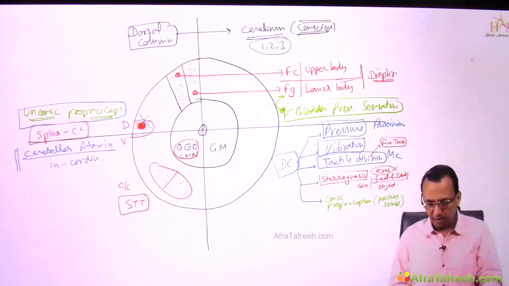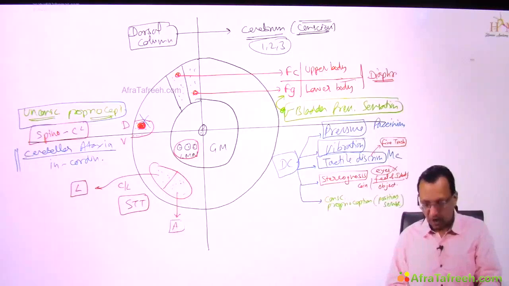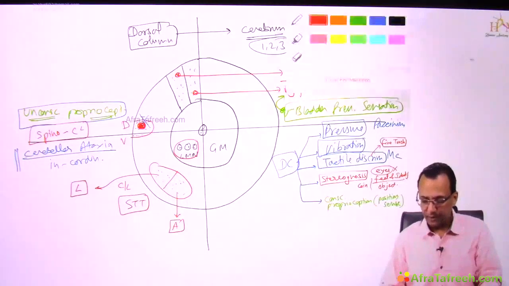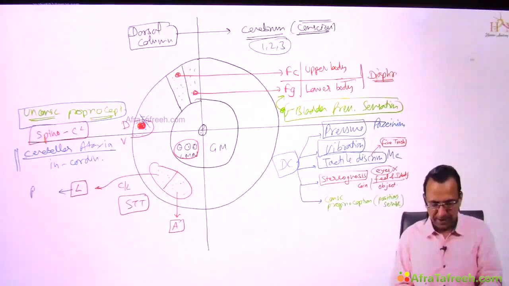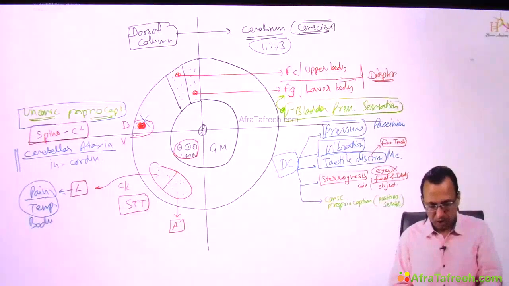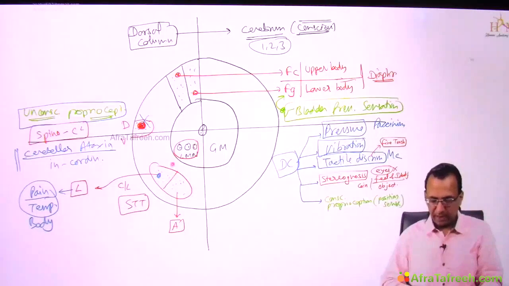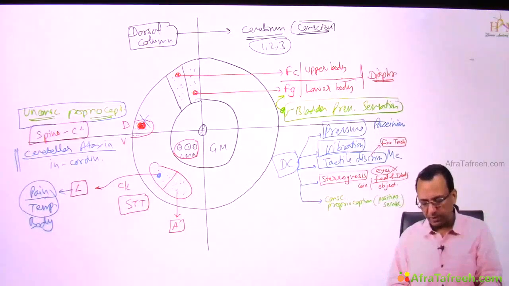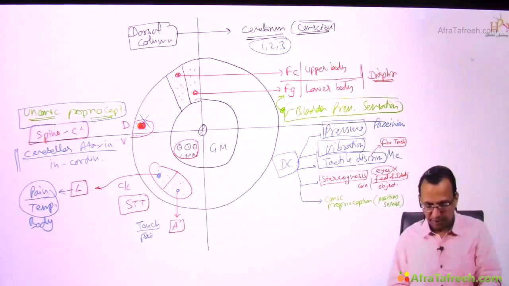There is the lateral spinothalamic tract and there is the anterior spinothalamic tract. And what is the lateral spinothalamic tract doing? The lateral spinothalamic tract is carrying pain and temperature from the opposite side of the body. Now what is the anterior spinothalamic tract doing? The anterior spinothalamic tract is carrying touch and pressure. But touch and pressure is already carried by the dorsal column. So what is it doing? A minor role.